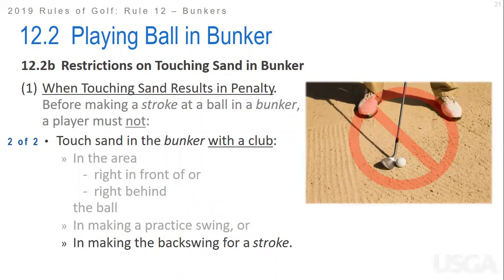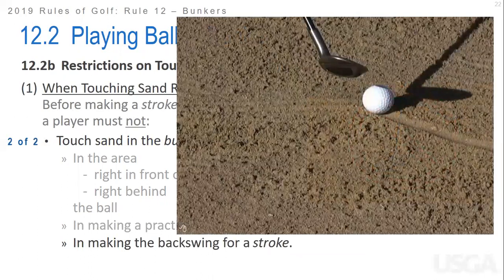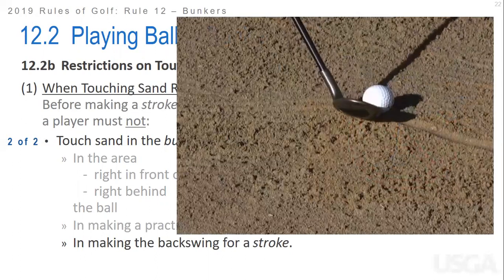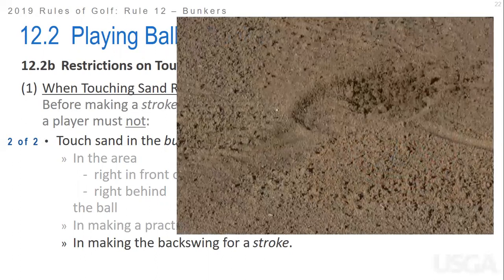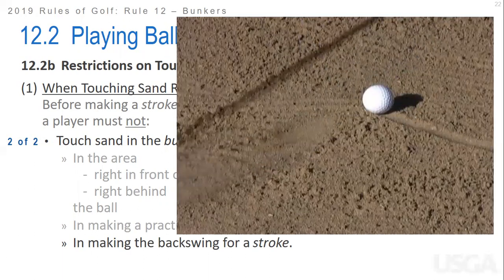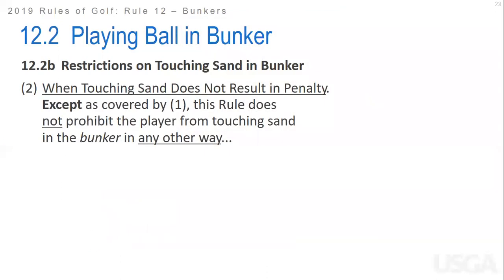You're also not allowed to touch sand while making the backswing of your intended stroke. So here's a little video of what that means. As you can see, that player has dragged the club behind and moved sand. If that player sees that he did it, he needs to call a penalty on himself. Now, there are some exceptions.